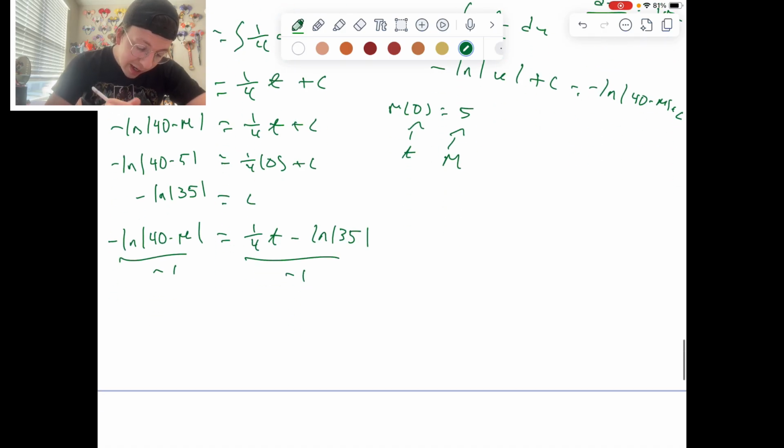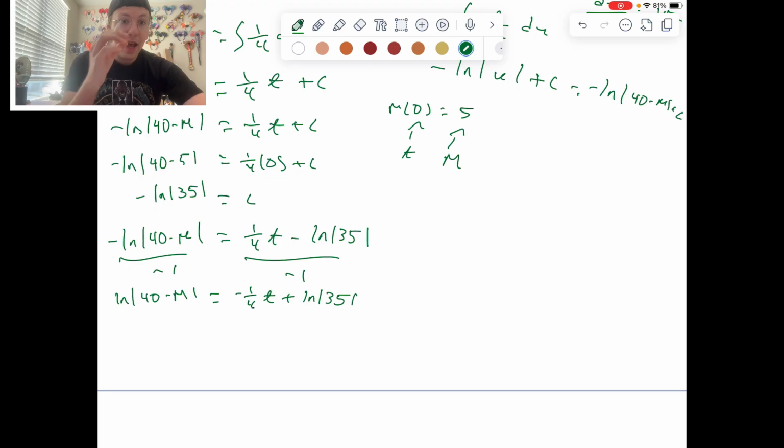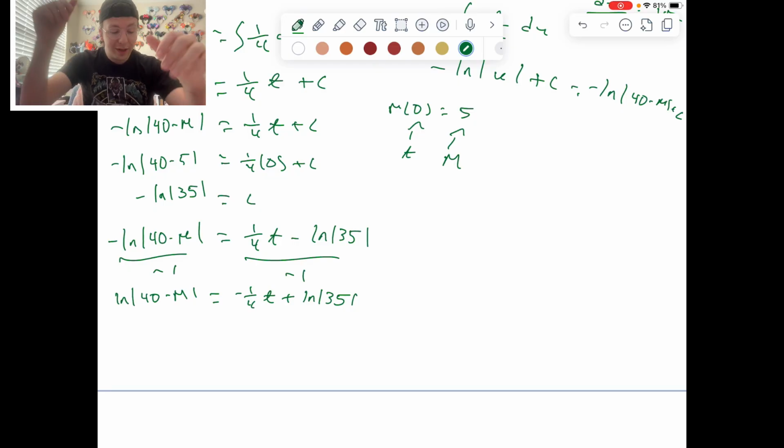So we get natural log of the absolute value of 40 minus m is equal to negative 1/4 t plus natural log of 35. All right, one step closer. Let's ask ourselves, what's next? What's farthest on the outside on the left-hand side? That is natural log. How do I get rid of natural log? I do e to the power of both of our sides.